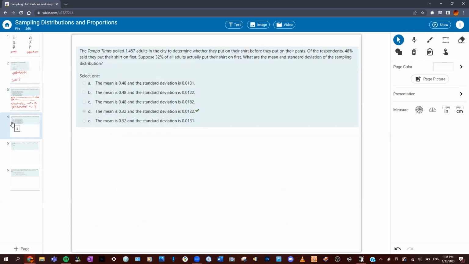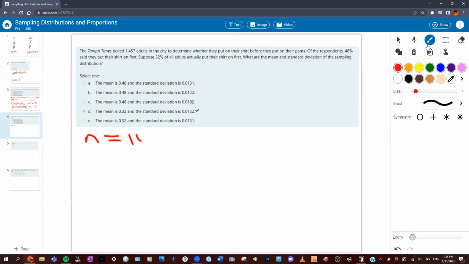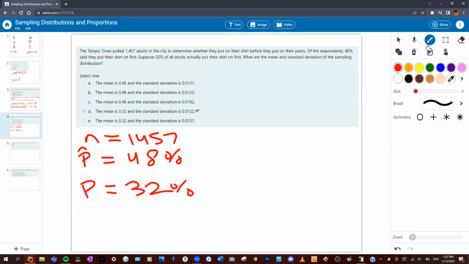All right, the Tampa Times polled 1457 people. It's always good to just go ahead and write what it is. So that's our N, to determine whether they put a shirt on before their pants. Of the respondents, 48% said that they put on their pants first. So our p-hat is going to be 48%. But that proportion, remember, is for the sample. That's why I put a hat on it. But it says actually only 32% do. So that one doesn't have a hat on it because that's the population.